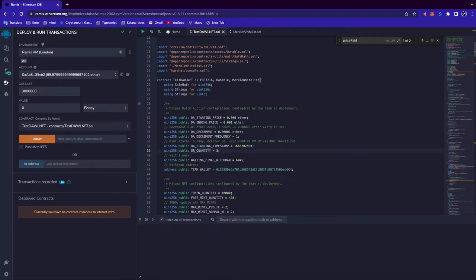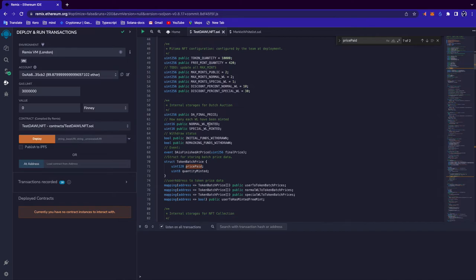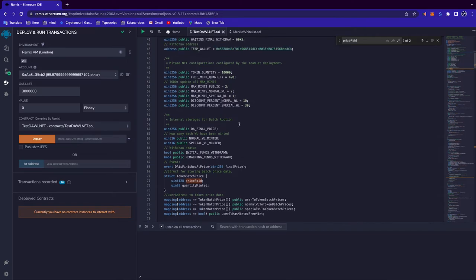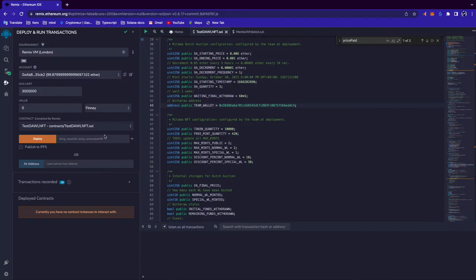The point is the Dutch auction quantity: when the total minted quantity reaches this amount, then the final price is defined at the price at which everything is minted out. So that's all. Let's start.